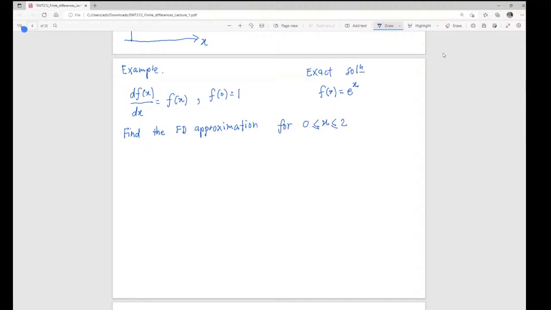Okay. What is our first step? The first step is to find the grid number. How many grid points do we want to have? Grid number. From x equal to 0.